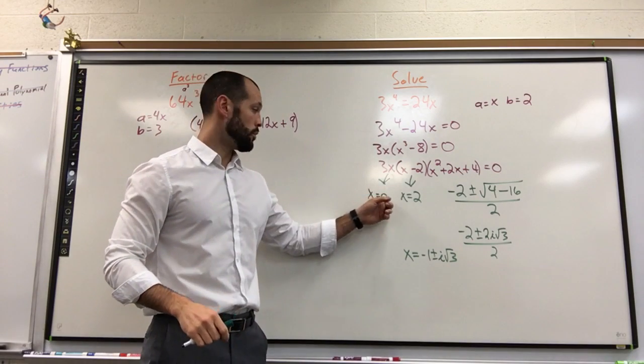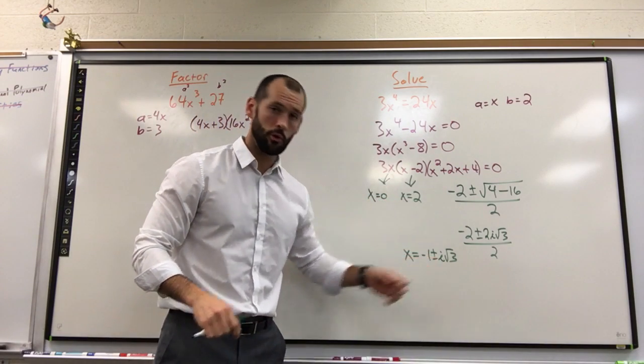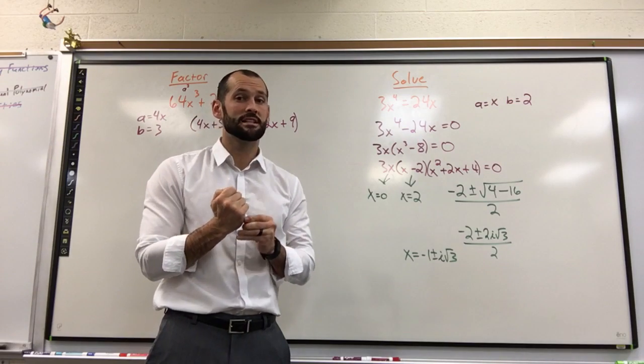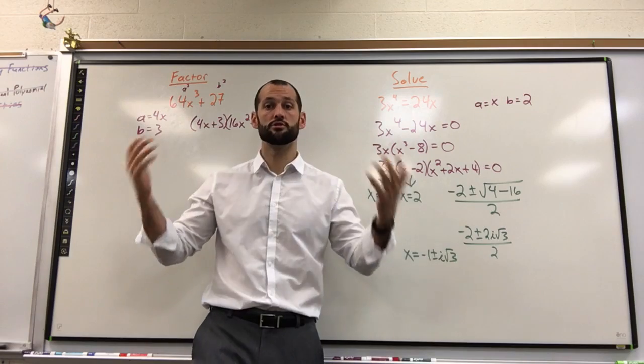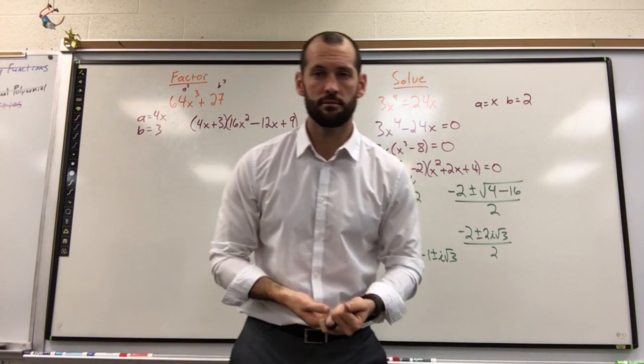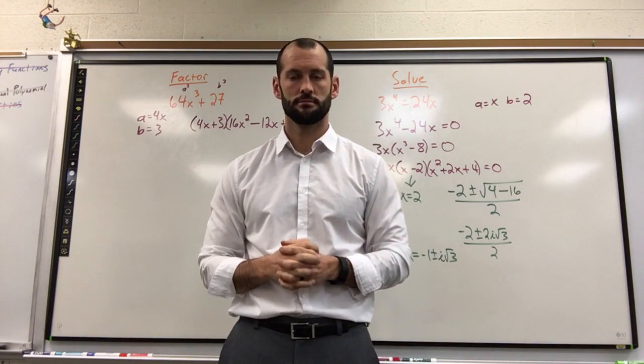And there are my 1, 2, 3, 4 roots. But I couldn't have gotten there unless I knew how to factor the difference of perfect cubes. Quick little rundown using both formulas, how to identify your A and B, plug and chug. Hopefully it helps.